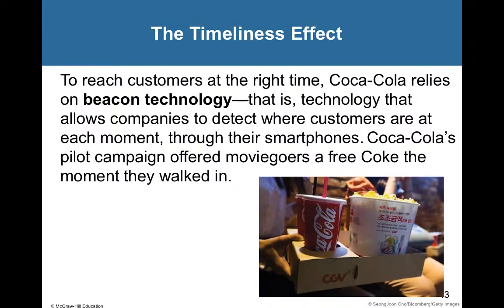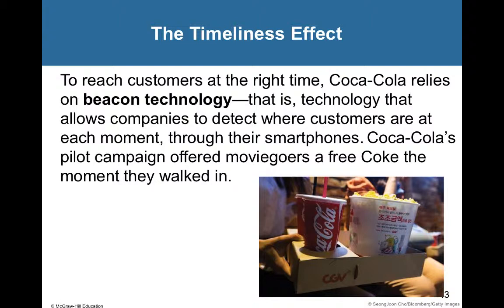Okay, going on as well to that thought of reaching the right customer at the right time, Coca-Cola relies on what we call beacon technology, and it allows them to detect where customers are at every moment using information from their smartphones, which there's a lot of debate about, whether or not it's ethical in today's society. But we've already discussed ethics, so I'm not going to go into that right now. Otherwise, we'd be here for 3 hours.